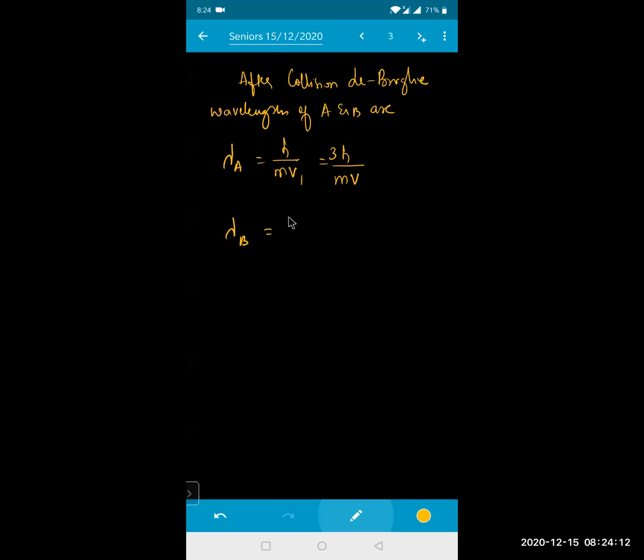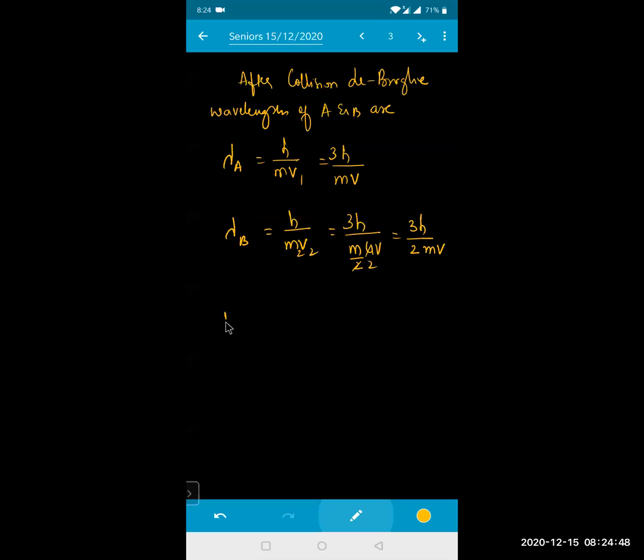The wavelength of B is equal to h by m into v2. So that will become h by m into the v2 value. How much did we get right now? 4v divided by 3. So 3h by mv will get cancelled for this one. The mass of this one is also m2, so this will become m by 2. So this will become 3 into h divided by 2 into mv.